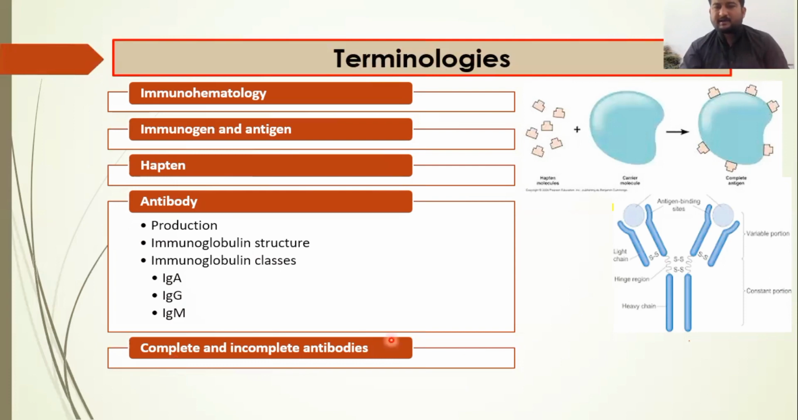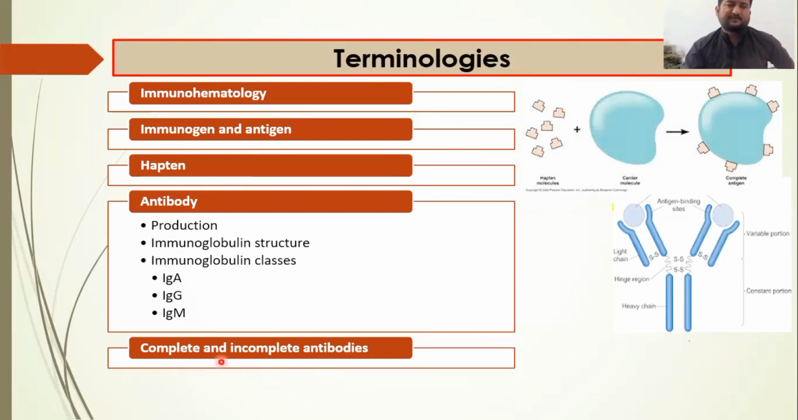Now, the incomplete antibodies. The antibodies that require a bridge like a Coombs molecule for binding to the antigenic site are called incomplete antibodies. The example of an incomplete antibody is IgG. This antibody reacts at 37 degrees centigrade. The Rh, CDE antibodies are incomplete or acquired antibodies.